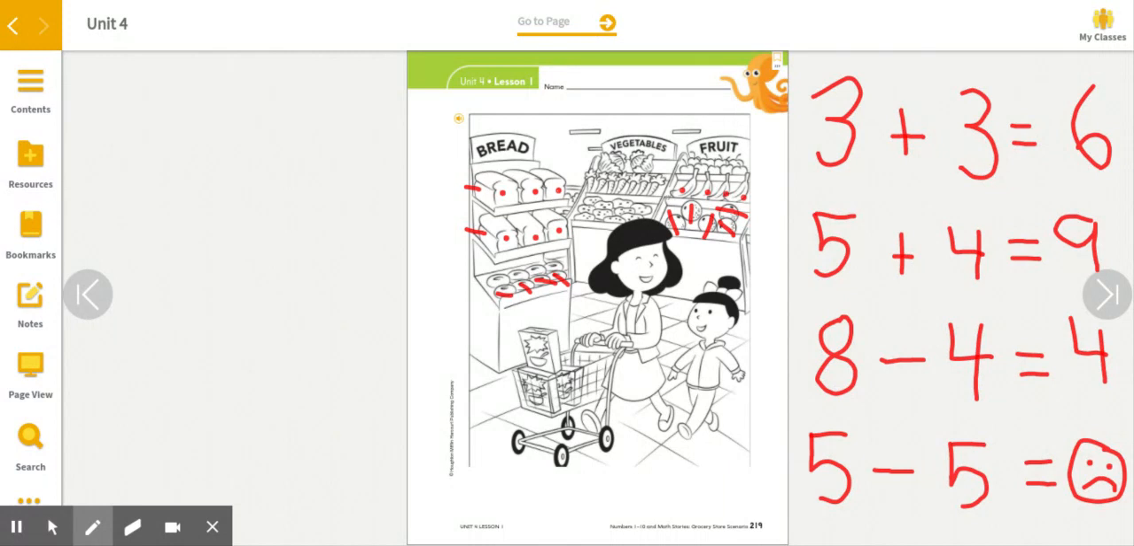So, friends, you can do it with things at home. You can do it, like I said, in other books. But the more practice we get with story problems where we're putting actions to these equations and to these numbers, the better you're going to get at them. Great job, everybody.